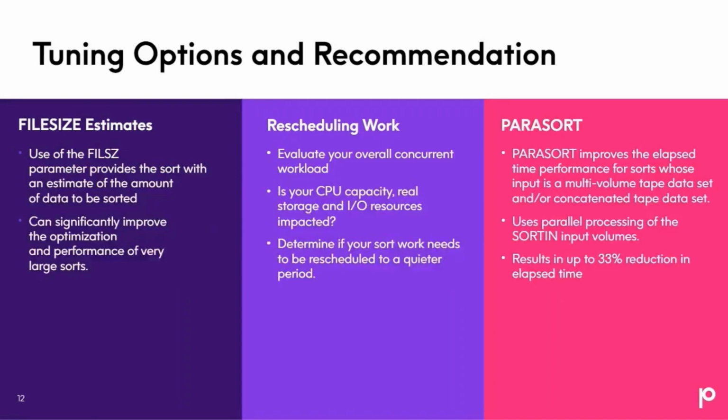PowerSort improves the elapsed time performance for sorts whose input is a multi-volume tape dataset and/or concatenated tape dataset. The performance improvement from PowerSort is a result of processing the sort input volumes in a parallel fashion. Depending on the resources provided, the elapsed time can be reduced by up to 33%. PowerSort requires additional tape drives for the application. The more tape drives that are provided, the greater the performance improvement. PowerSort will automatically manage the tape drives and minimize the use of them by deallocating excess drives during initialization and releasing all of the drives at the end of the input phase.